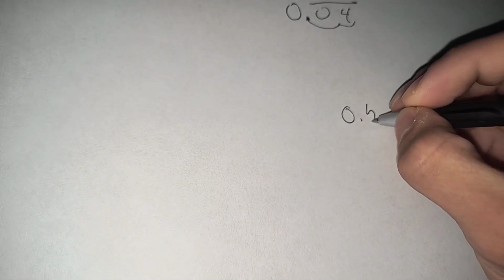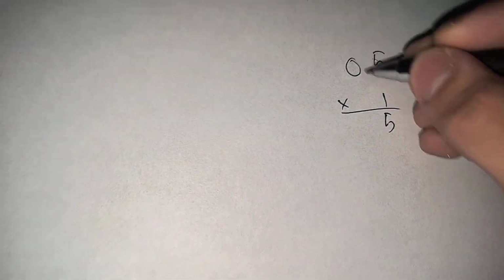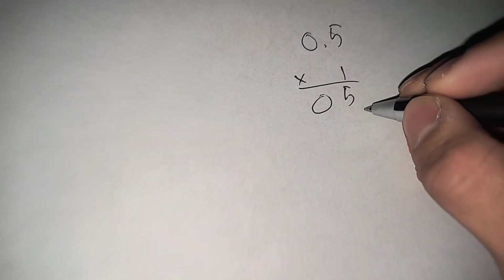If I were to ask you to multiply 0.5 times 1, what would you get? Well, you get 0.5. 1 times 5 is 5, and 0, and then there's only one decimal place value. So you get 0.5.